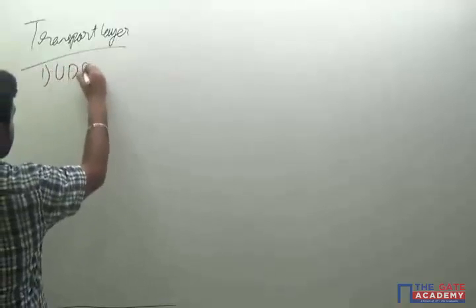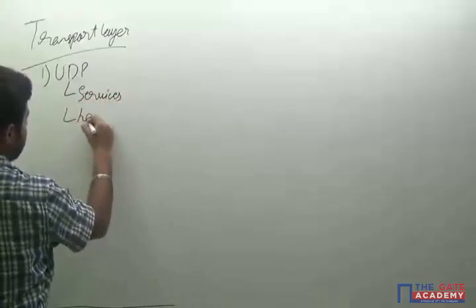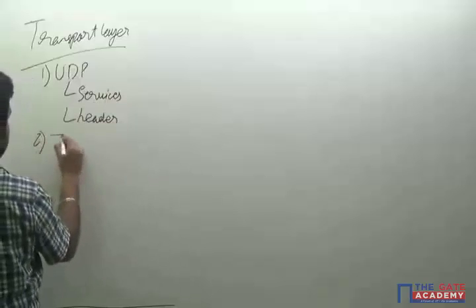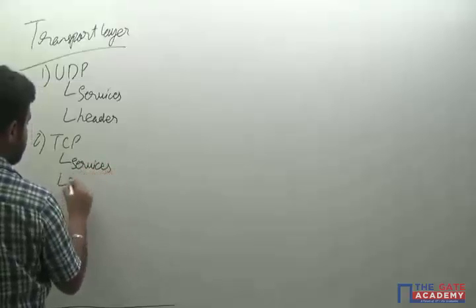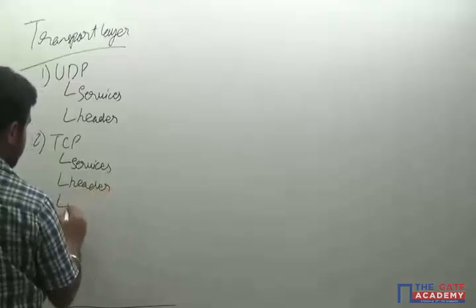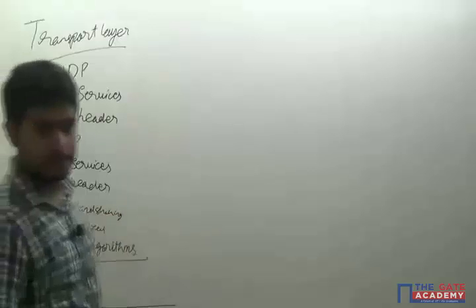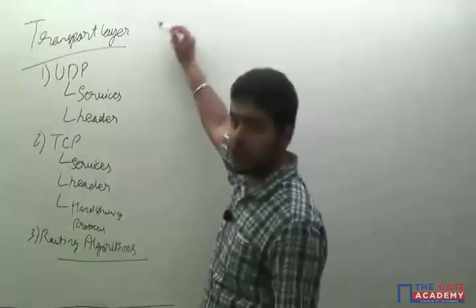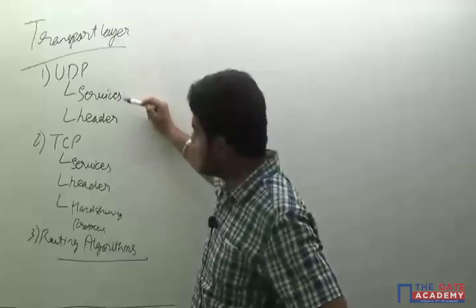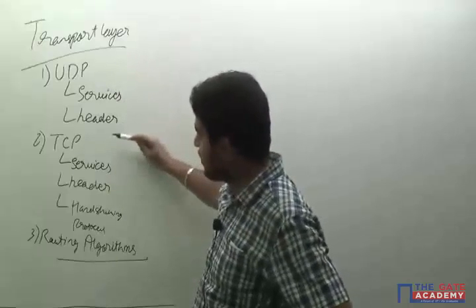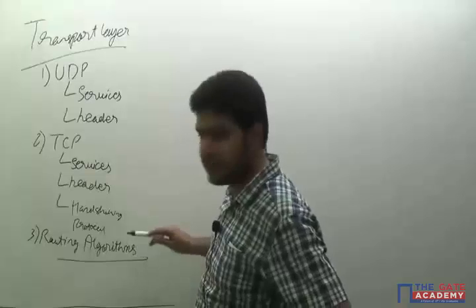The first thing, UDP. In this, its services and header. The second thing, TCP: services, header, handshaking protocol. So this is a brief introduction of what we are going to study in this transport layer. The first one will be UDP, its services and its header. Now the TCP, its services, its header and handshaking protocols. The last but not the least topic, the routing algorithms.